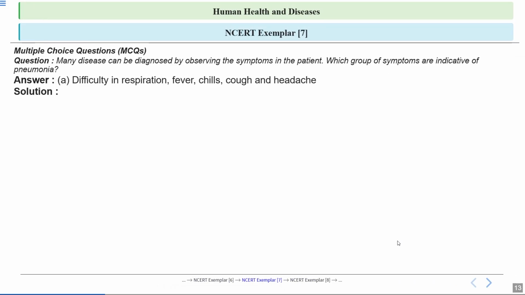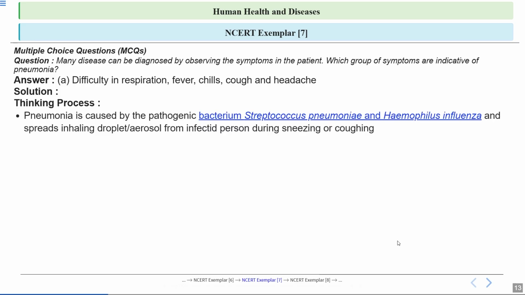Let's have a look at the answer. Option number A is the correct answer: difficulty in respiration, fever, chills, cough, and headache. Okay, so now let's have a look at the thinking process. Now, pneumonia is caused by pathogenic bacteria, Streptococcus pneumoniae and Haemophilus influenzae. These bacteria spread through droplets in the air, especially when someone sneezes or coughs. So keeping this in mind, you have to answer this question.